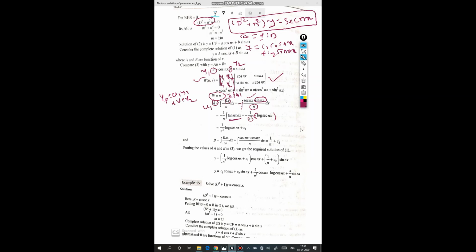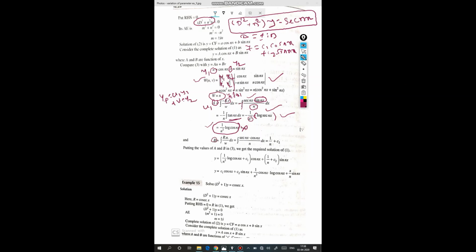You can keep this as u1, no need to simplify. Or if you want it in cos nx, we should know that log of sec nx is equal to minus log of cos nx, so this is also the correct u1. You can keep either minus 1 by n square log of sec nx or plus 1 by n square log of cos nx. Don't write plus c1; this is not required. In u1 and u2 we will not take a constant of integration. That is again the wrong thing done in the book here.